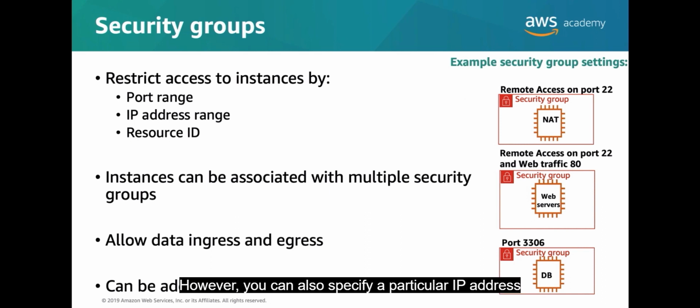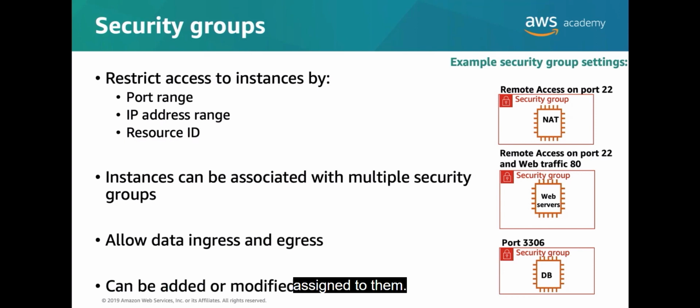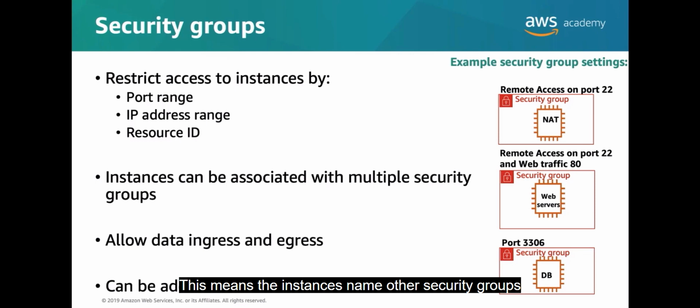However, you can also specify a particular IP address or a classless interdomain routing or CIDR range. You can also allow traffic to be sourced only from the AWS cloud, from instances that already have a specific security group assigned to them. This means the instances name other security groups as the allowable source to this one, which is like daisy chaining them or connecting them in a linear series.